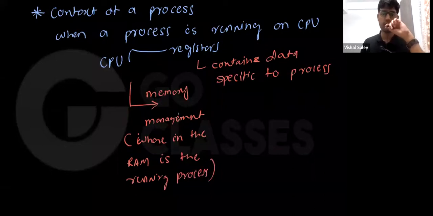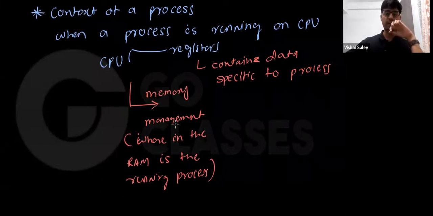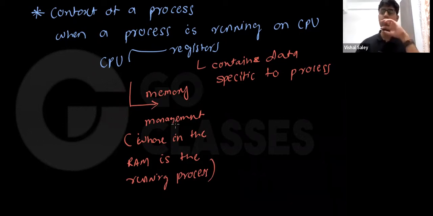So this information is also there. Whenever its process is running, the CPU should know where in the RAM, exactly in the physical memory, this process is residing, right? Because it has to fetch the data and the code from there, and execute. So this information is also there. Is this understood?